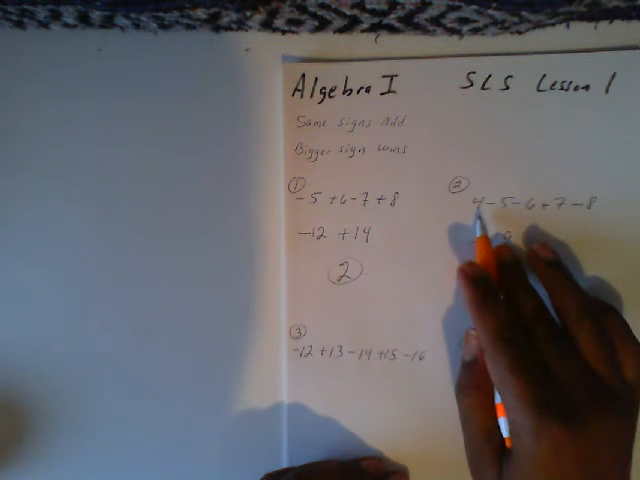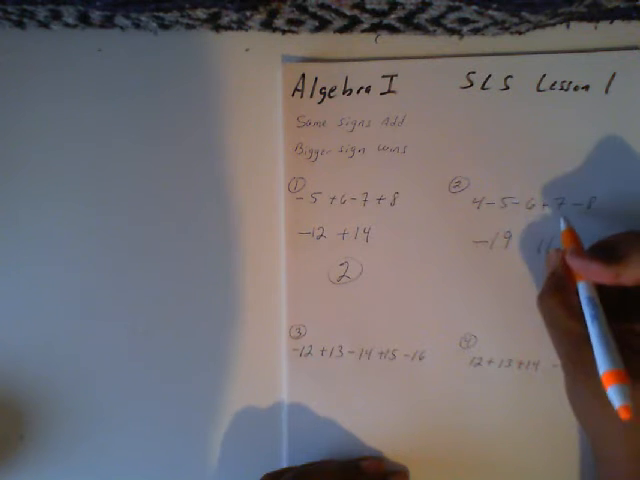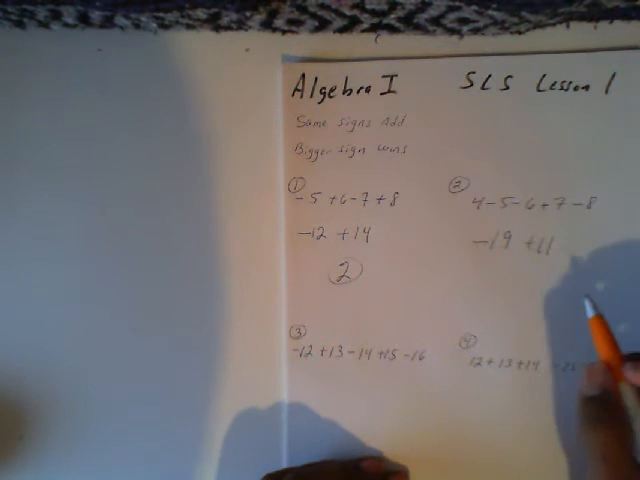Okay, we have a +4 and a +7. Those are the same signs, so we'll add those. That gives us 11. The 7 is bigger, so it's +11.